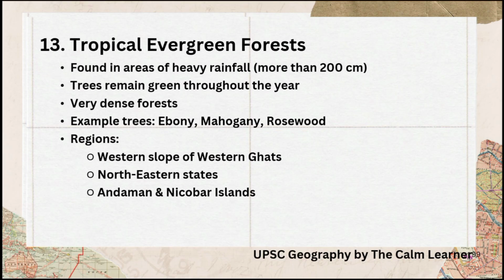First is tropical evergreen forests. These are the forests which are found in areas of heavy rainfall. These forests remain green throughout the year because trees do not shed leaves altogether. Examples of trees found in these forests would be rosewood, mahogany, and ebony. They are found in the Western Ghats, northeastern India, and Andaman and Nicobar Islands. They are biodiversity rich and form part of ecologically sensitive zones.